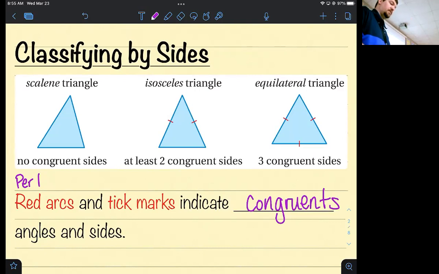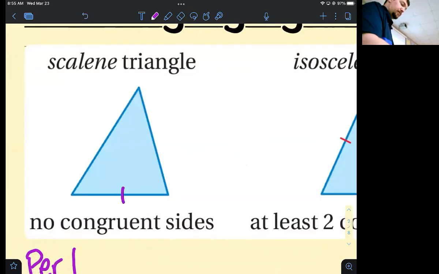Why is there no tick marks on the scalene triangle? Yeah, no sides are the same. In fact, if they were going to put tick marks, they'd have to do this.